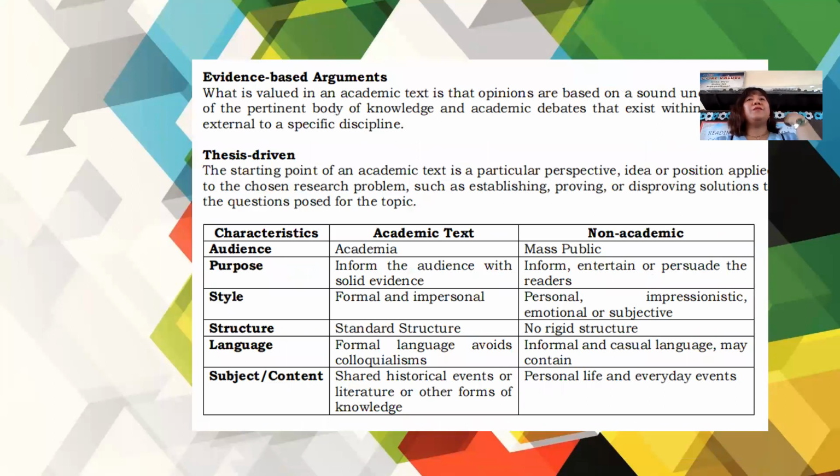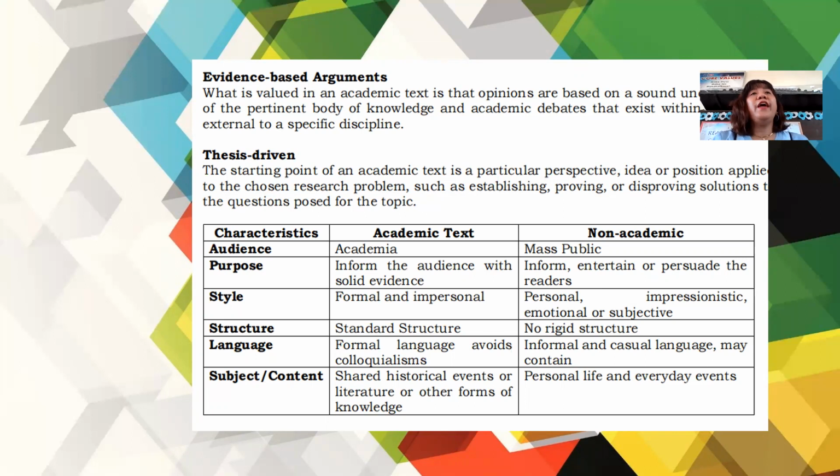Okay? Evidence-based arguments. What is valid in an academic text is that opinions are based on a sound and pertinent body of knowledge and academic text that exists within or external to the specific discipline. So these arguments should be evidence-based for us to claim that these arguments are valid. This would be validated by evidence, of course.